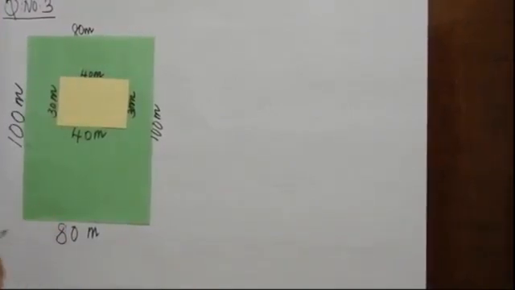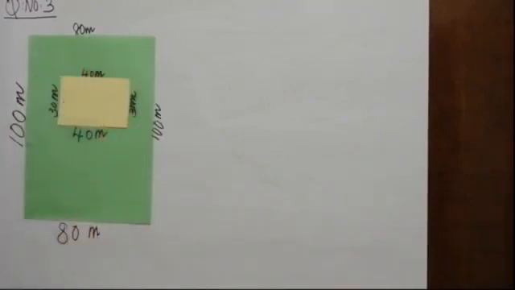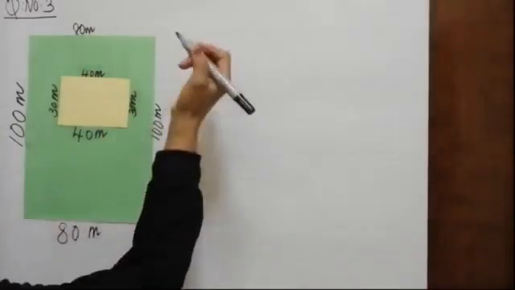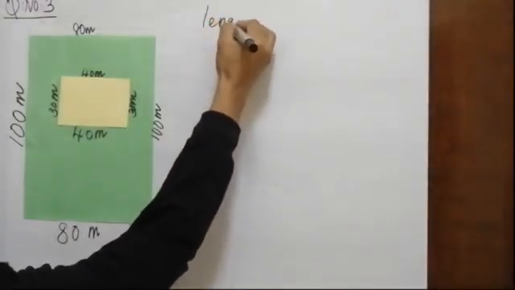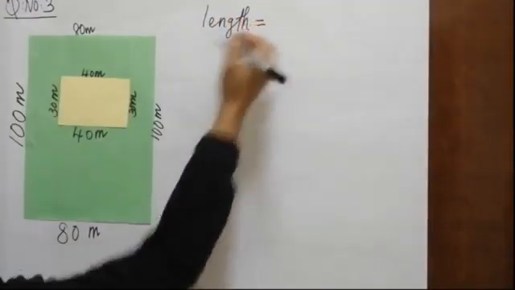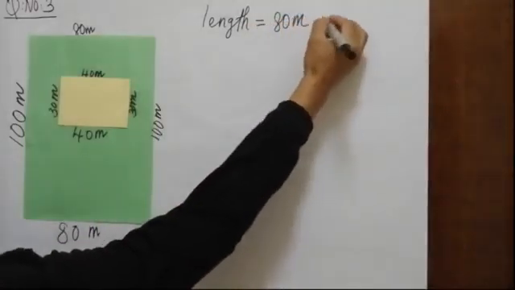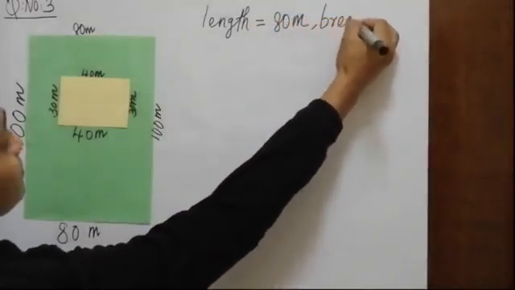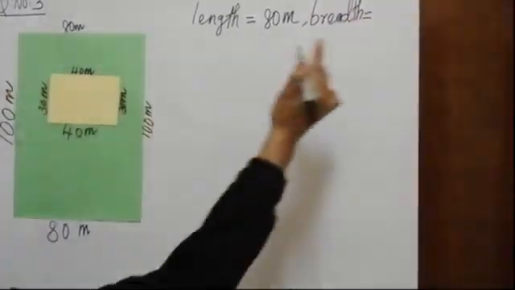First we have to find out the area of the field. To find out the area of the field, we have to know the formula. How to find out the area of a large field, or rectangle. So to find out the area, we need length and breadth. So write, length is equal to 80 meter and breadth equals 100 meter here.